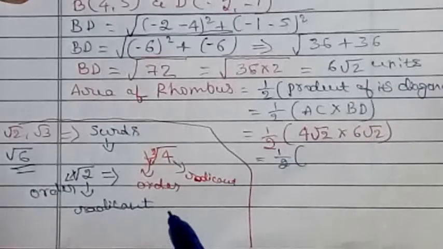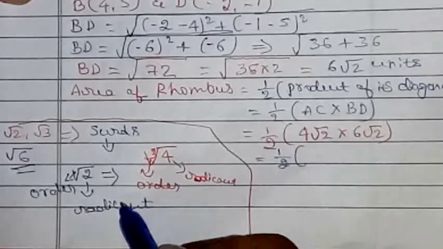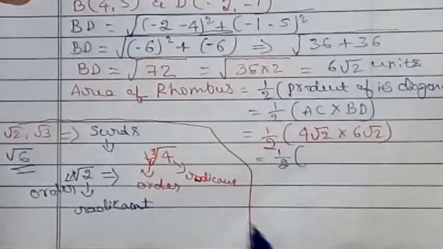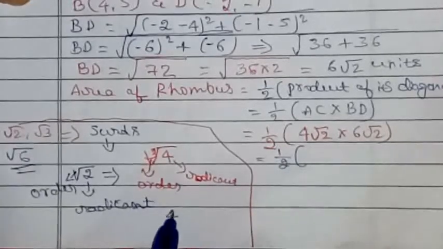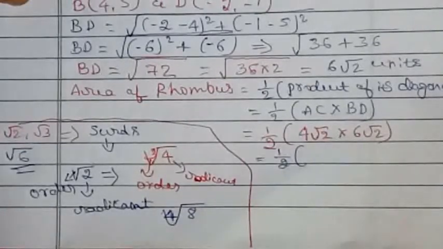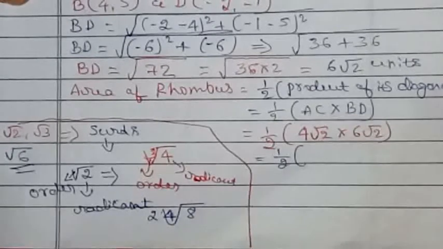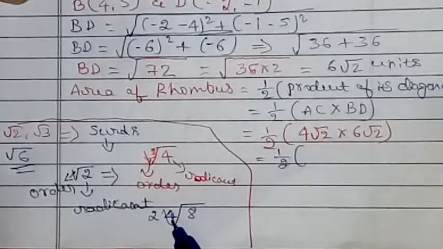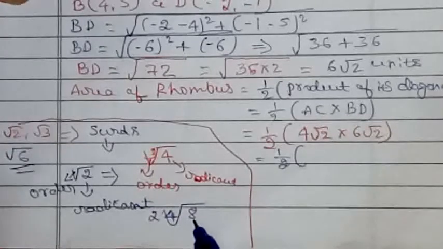Let me write another example for you people. Let me write another example: 4th root of 8. Right? Now just observe here. Here 4 is called as the order. 4th root of 8 I'm saying. So therefore 4 is called as order and 8 is called as radicand. If I write 2 here, then 2 is called as coefficient and 4 is called as order and 8 is called as radicand.